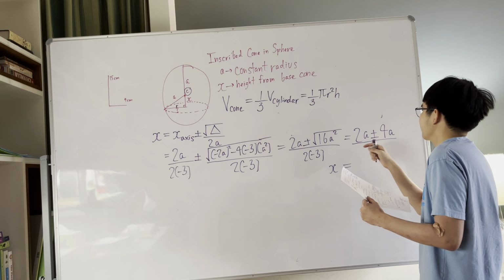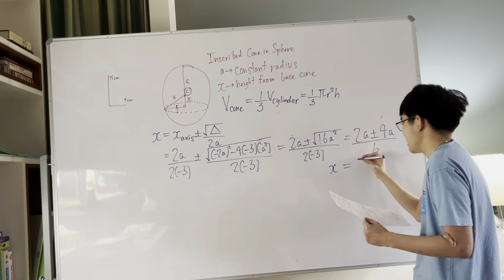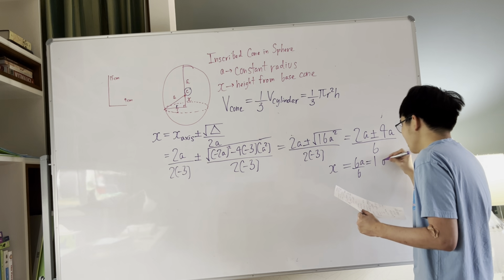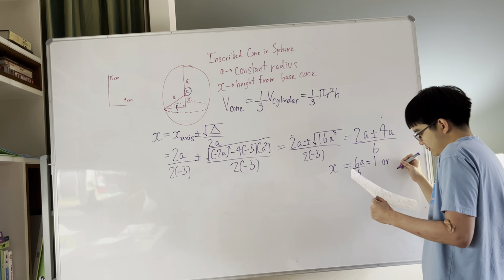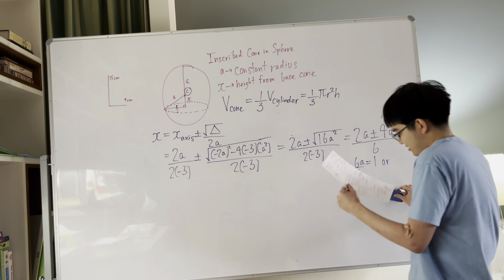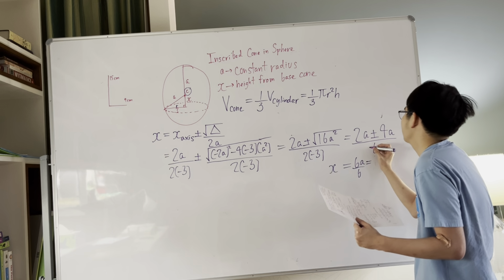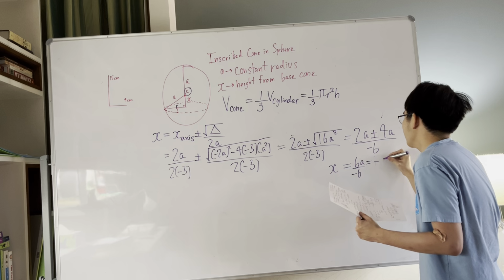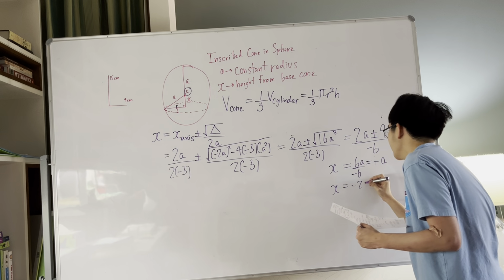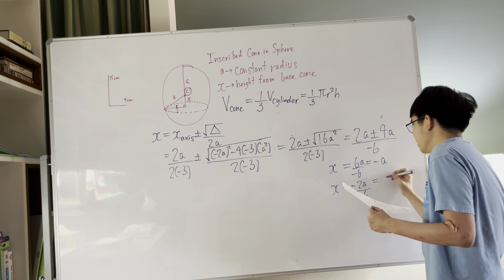Actually no, let's simplify this out. We could get 2a plus 4a, which is 6a divided by 6, which equals positive a. And sorry, that should be a minus 6 here, minus 6. You could get a negative a, or x equals minus 2a over minus 6, which is 1/3 a.